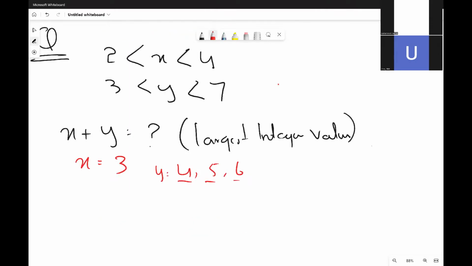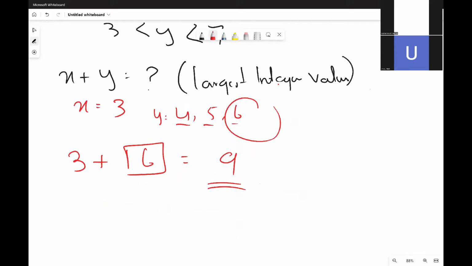So hume x ki value to mil gayi, 3 plus. There has to be a value for y. The answer should be the greatest. So obviously, you're going to pick up the greatest value. 3 plus 6, 9. So, yahan se humne highest value pe kar liye. Alright. I hope everything's clear up to now.